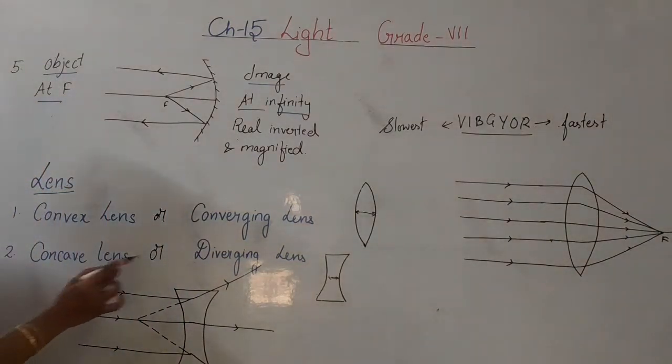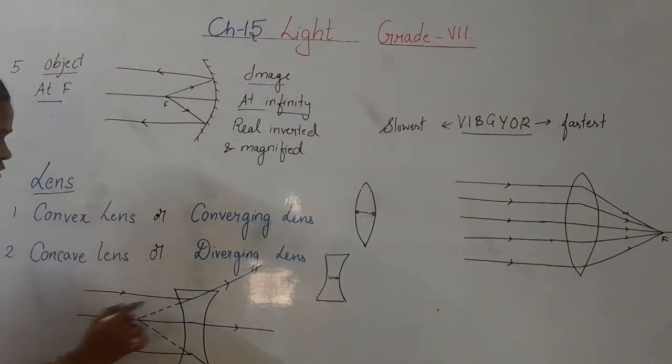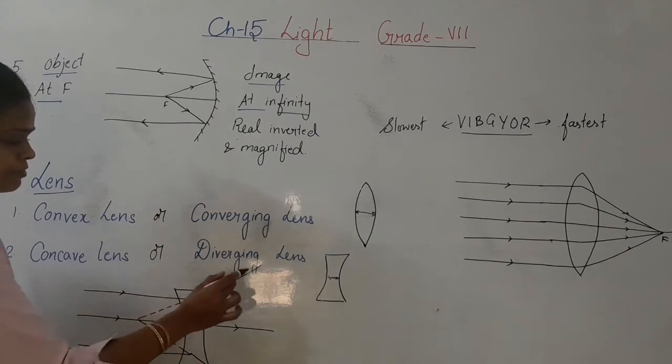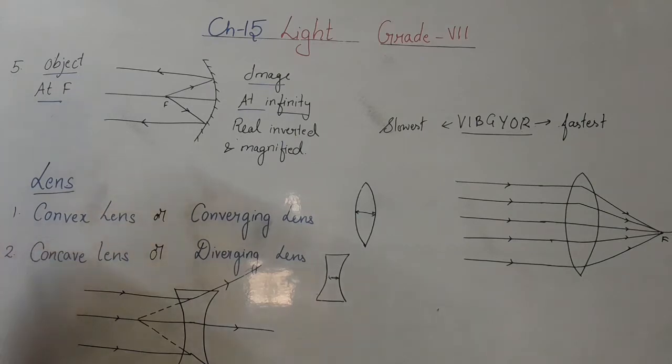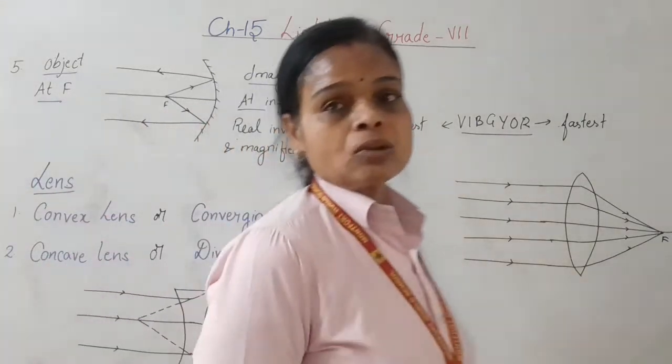Whereas the concave lens, which is called a diverging lens, when rays of light pass through it, they diverge in different directions. So it is called a diverging lens. So this is about lenses, that is, the convex lens and the concave lens.